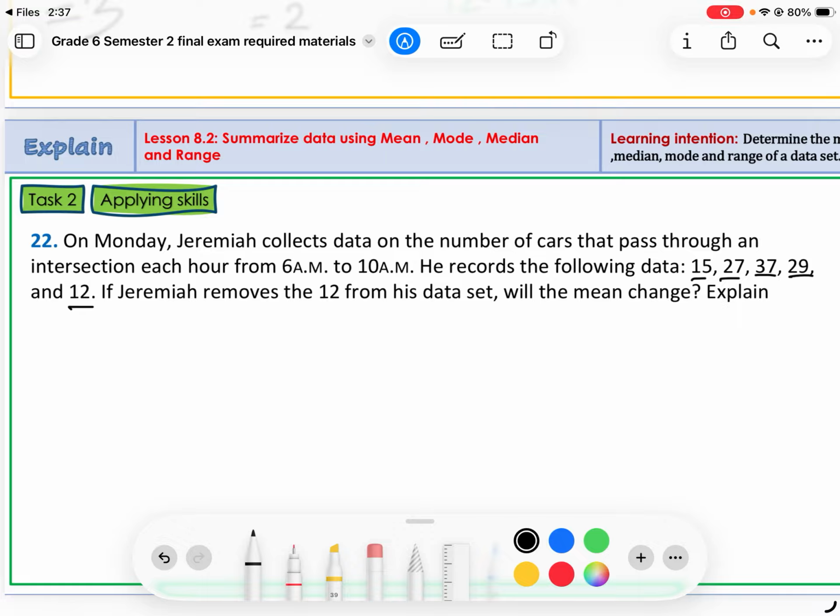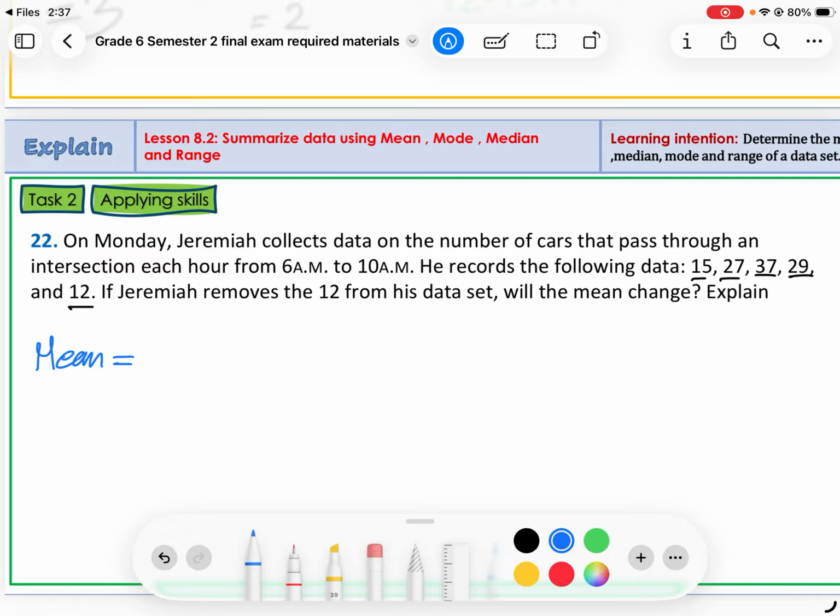So if Jeremiah removes 12 from his data set, what will happen to the mean? Will the mean change? Explain. So you guys, in this case, when they ask you about the mean, you will have to find the original mean, and you will have to find the new mean. So we will write the original mean. What is the mean of the original data set?